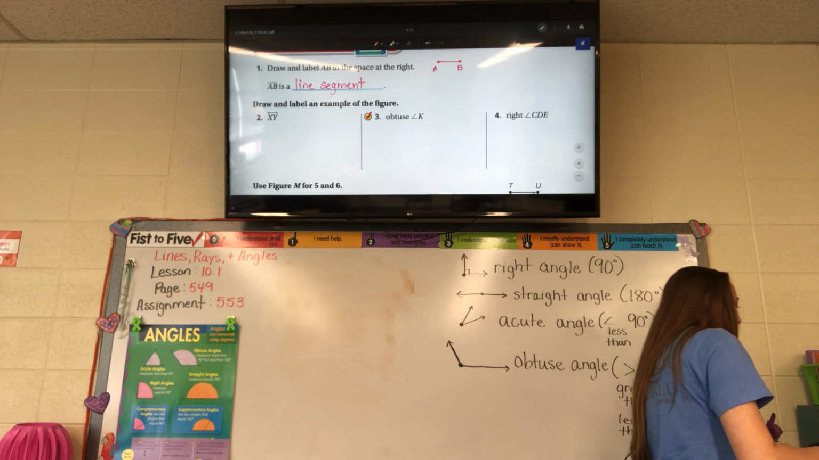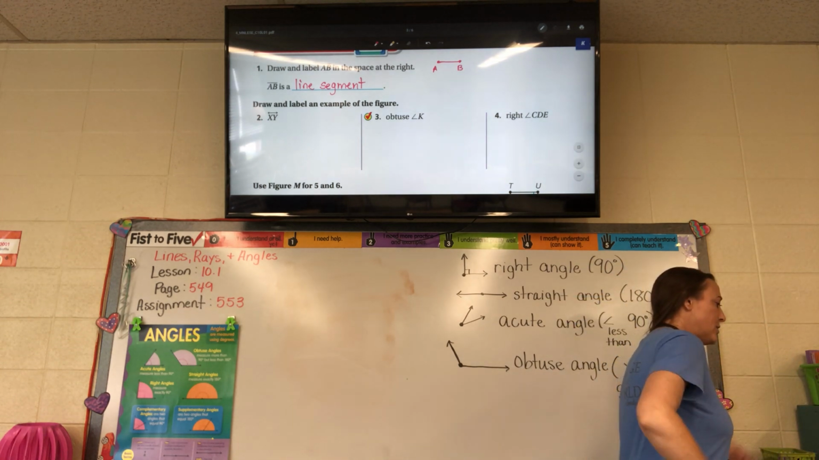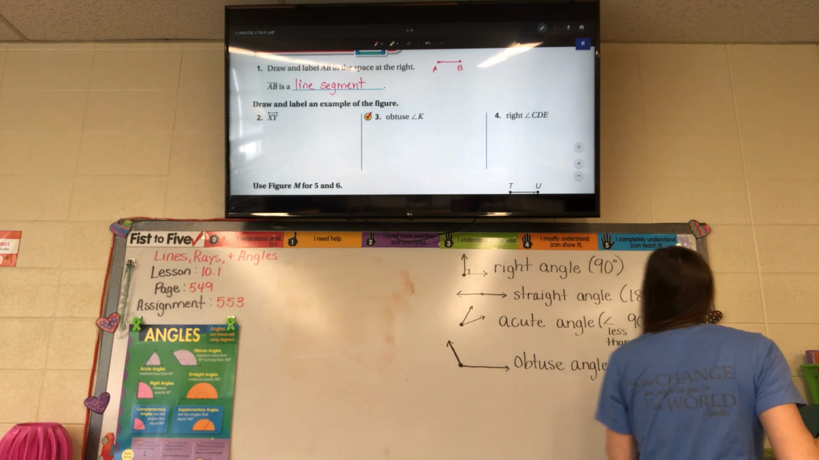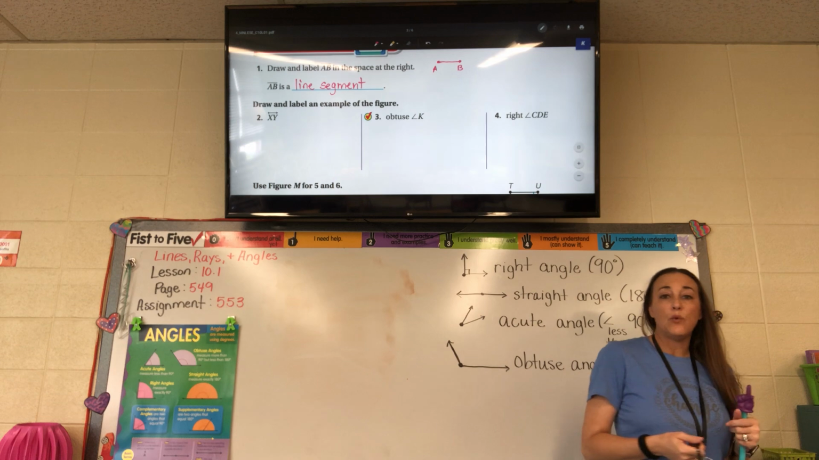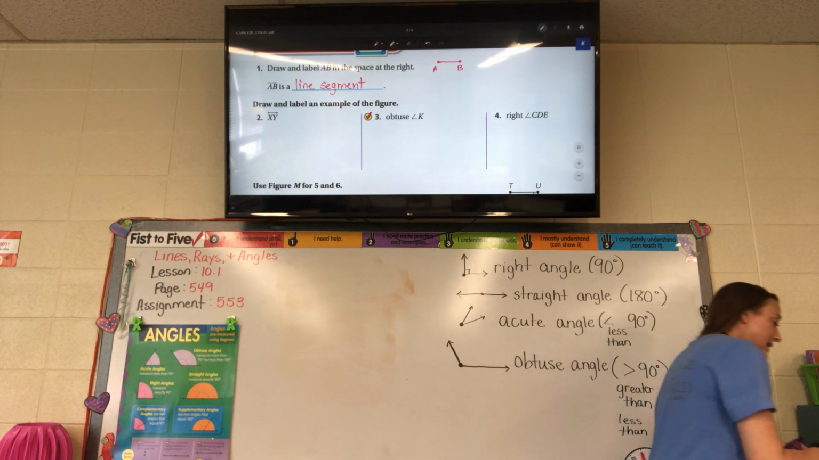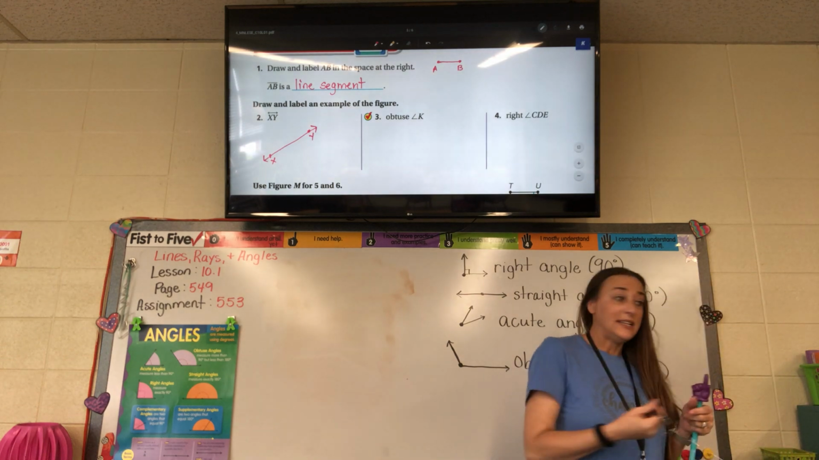Okay. Draw and label an example of the figure. Number 2 has arrows above both X and Y, so that means it's a line. So I'm just going to draw a line and put arrows on either end, and then my points, and I'm going to label them X and Y, or it could be Y and X, either one.